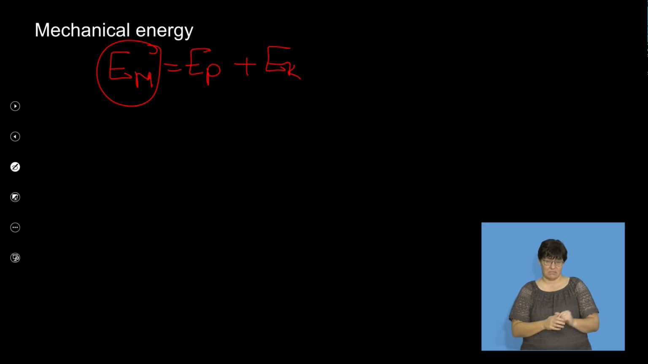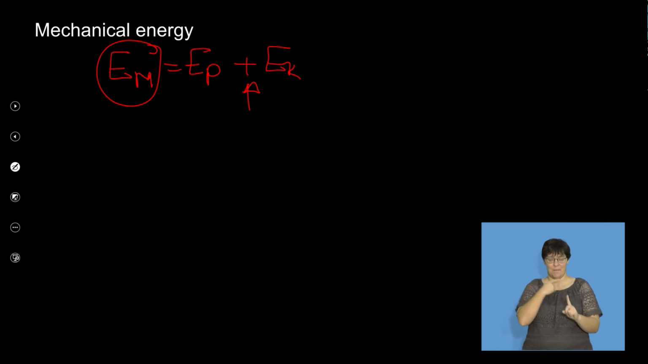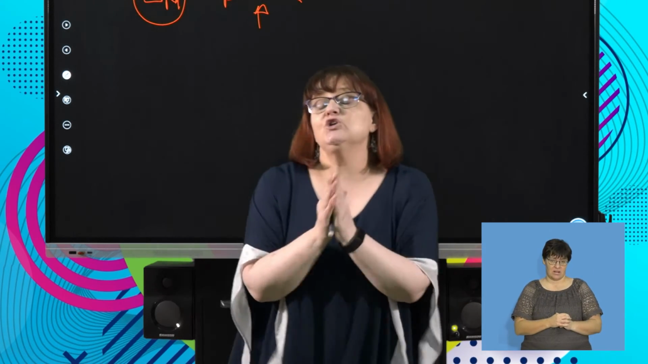There's no direct proportionalities here, okay? So I can't say if potential doubles, mechanical energy will double. Why? Because of the plus sign. What I can say to you, though, is if potential energy gets bigger, mechanical energy will get bigger. If kinetic energy gets bigger, mechanical energy will get bigger. But I can't use the word directly proportional, okay?